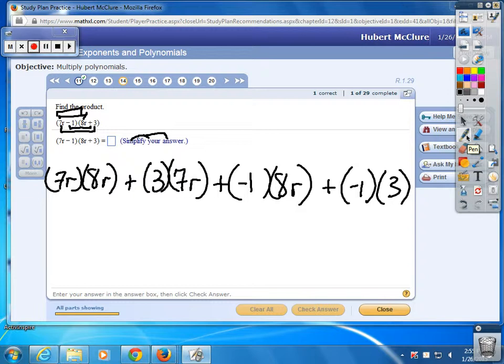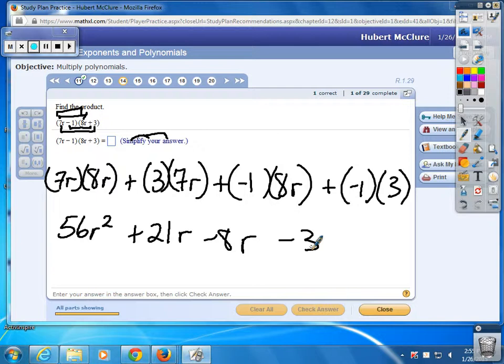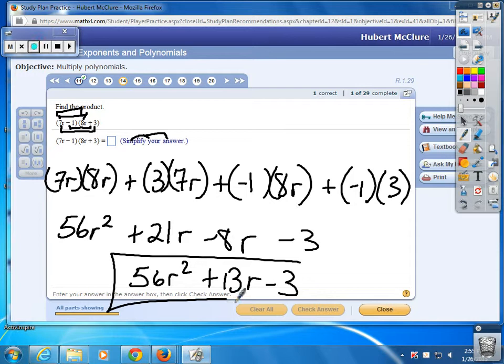7r times 8r is dang old 56 r squared. I always get 7 times 8 and 6 times 8 messed up, so I hope that's right. 7 times 8 is 56. Plus 21r minus 8r minus 3. And dang old 21 minus 8 was 13. So 56r squared plus 13r minus 3. And that's how you do the FOIL method.